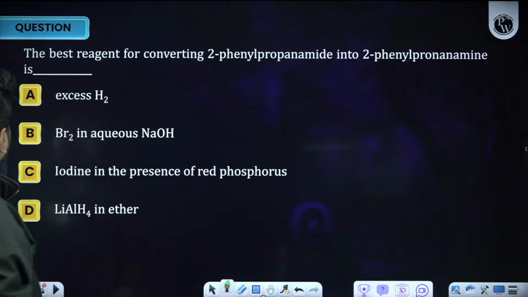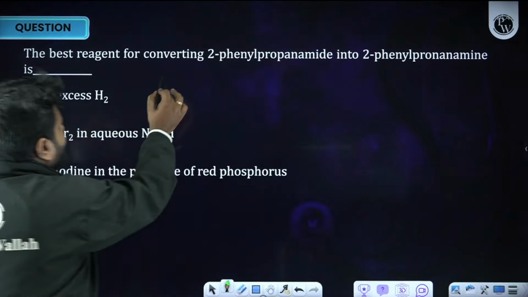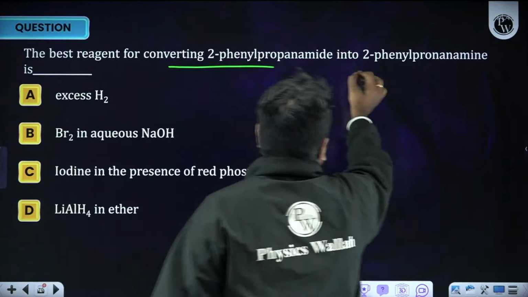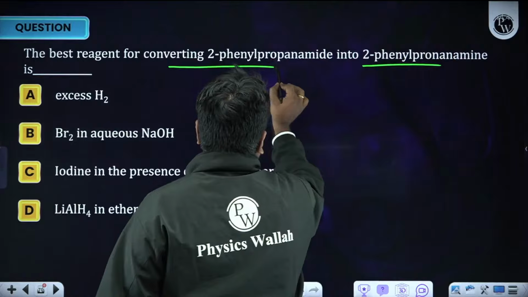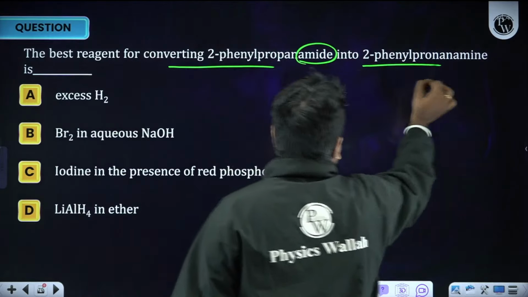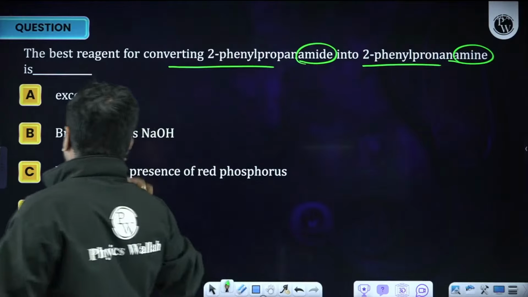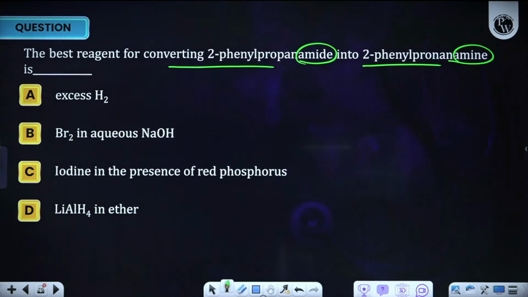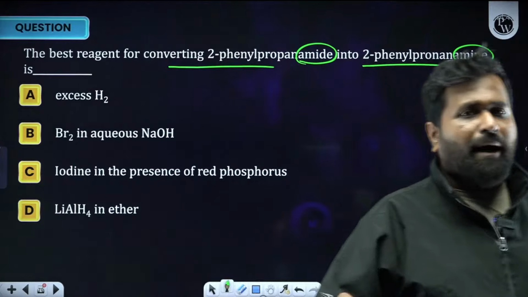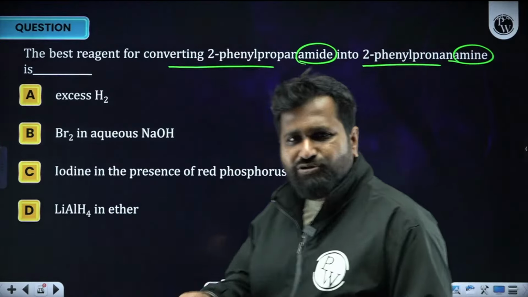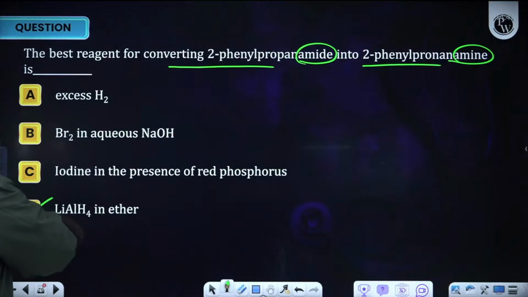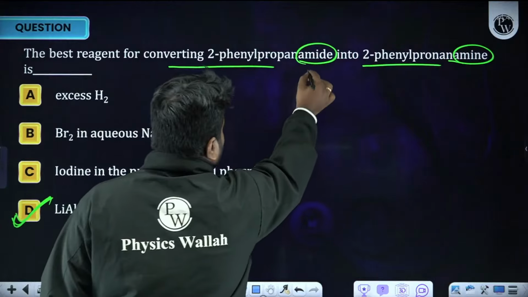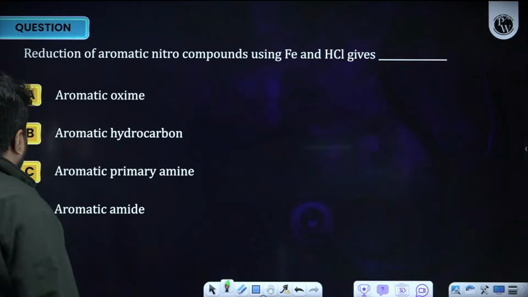Next question. The best reagent for converting 2-phenyl propanamide into 2-phenyl propanamine. Listen carefully. From amide to amine, they are asking what is the best reagent. What will we be using? Very simple. Amide to amine. So we need a reducing agent. What is the better reducing agent? Lithium aluminum hydride in ether. We can use that and then we can reduce the amide C=O to CH2.